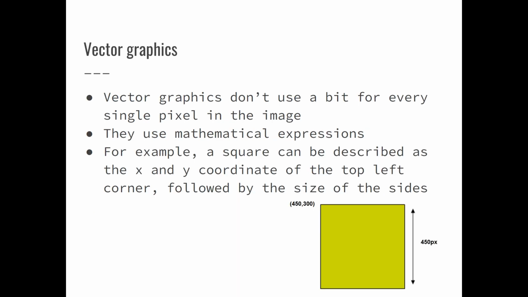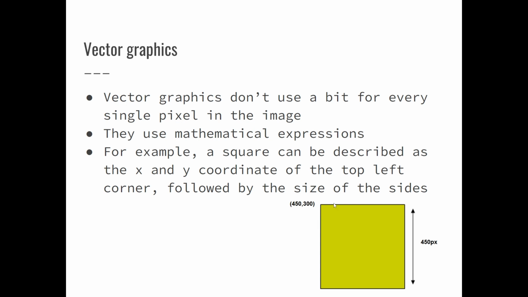Bitmap is one type of graphic. The other type is called vector graphics. These don't store every single pixel in the graphic. What they do instead is they store the mathematical representation of shapes and lines. For example, you can see the square down at the bottom right here.